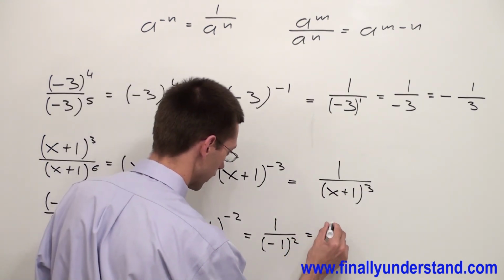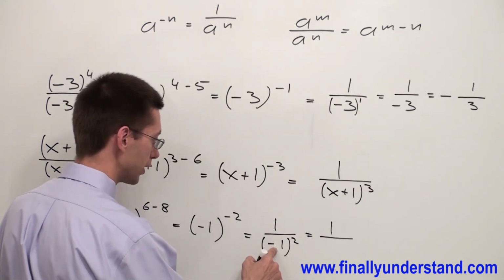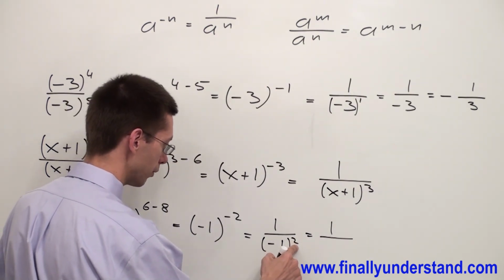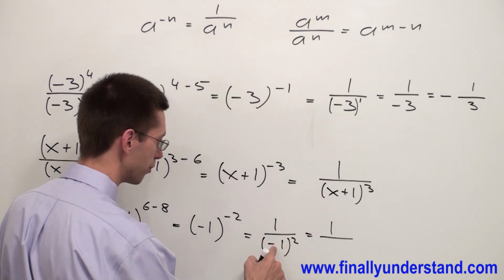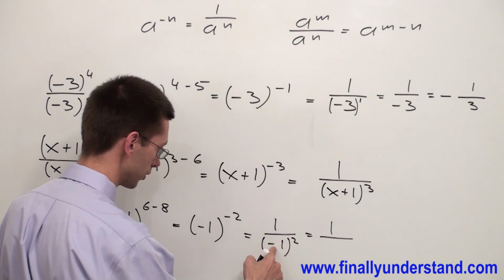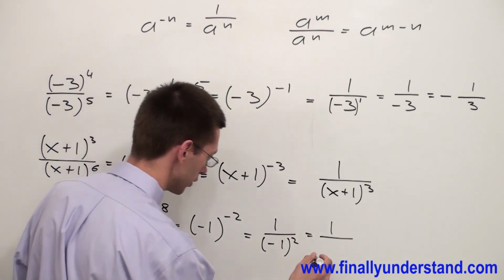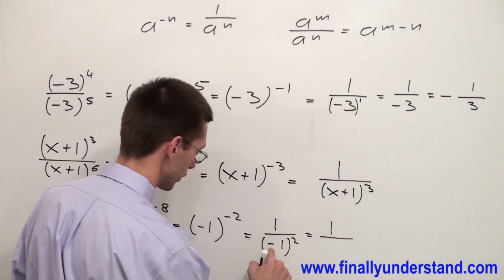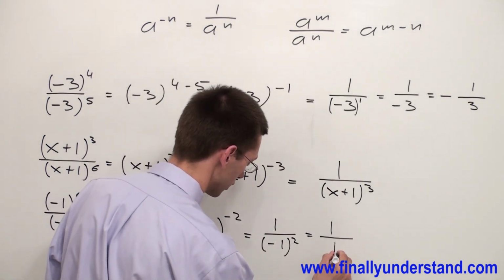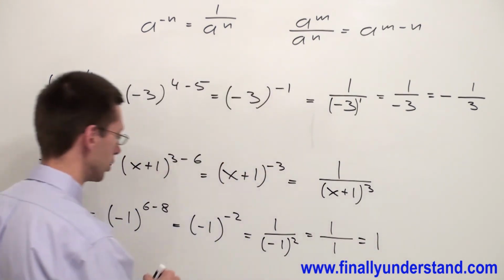Now, I have 1 over any number raised to an even power, which is always going to give me a positive answer, okay? I mean a positive number or positive answer in terms of the variables, okay? So in this case, -1 times -1 gives me 1. 1 divided by 1 is equal to 1. This is the solution to my problem.